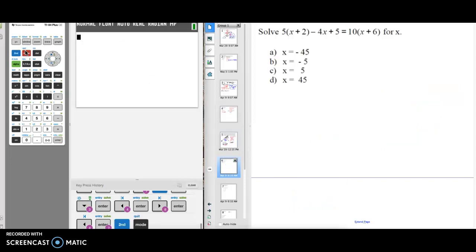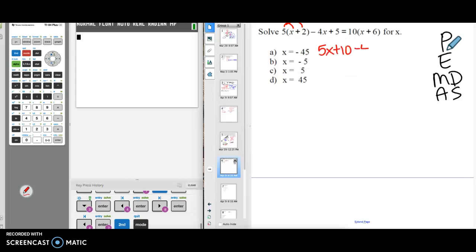Don't get caught up in all the solving. Some of them you just want to use order of operations. This is a linear equation, so I'm solving for x, just written crazy. So remember to go through your order of operations. Okay. First, we're going to deal with the parentheses. So you get 5x plus 10. That's the left side. I'm going to combine like terms. 5x subtract 4x is 1x, and then plus 15.